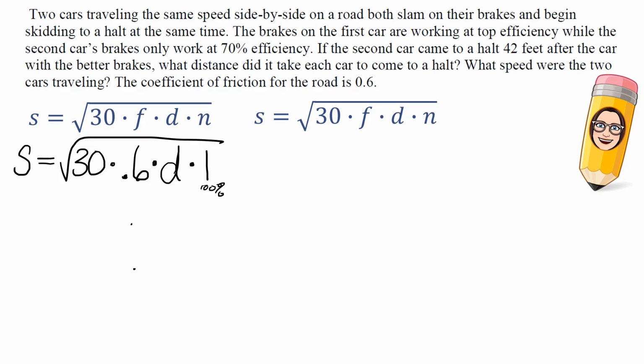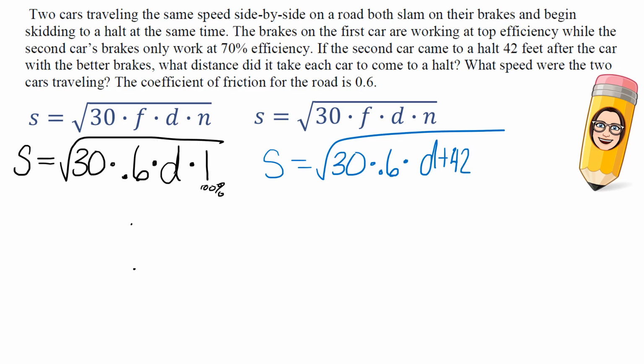Okay, let's compare. I don't know the second car's speed. The friction of the road was the same, 0.6. The distance, wait a second. I don't know the distance, but I know it's 42 feet more than the other car. And the efficiency was 70%. Well, we don't write 70% in math problems, right? We write 0.7.